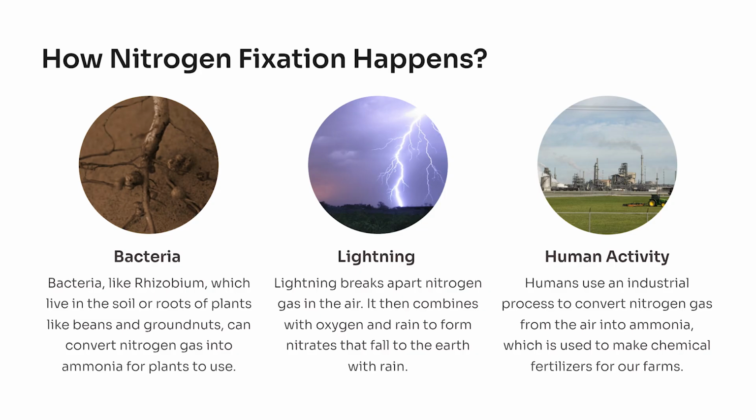As mentioned earlier, certain bacteria in the soil, like rhizobium, live in the roots of plants such as beans and groundnuts. These bacteria take nitrogen gas from the air in the soil and convert it into ammonia. The plants then use this ammonia to make their food and grow.